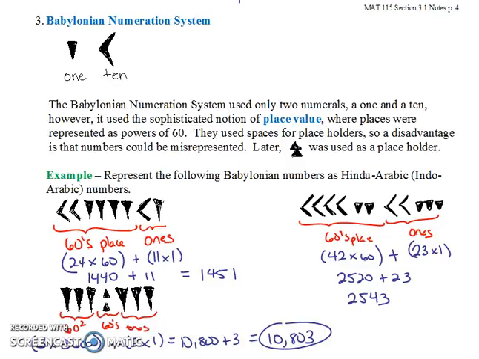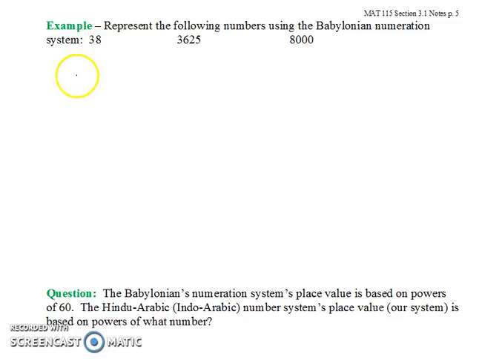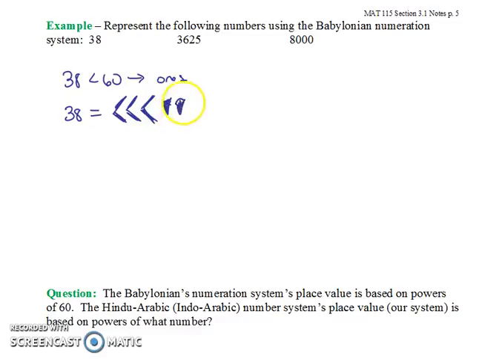We're going to go backwards now and take the Hindu-Arabic numbers and turn them into Babylonian numbers. So let's start with the number 38. The number 38 is less than 60. So since 38 is less than 60, it's just in the 1's. So all we have to do is represent the number 38. It's easy enough. 38 is going to be represented by 3 boomerangs for the 30, and then 8 little triangles for the 1's. So the 8. And there it is. There's 38.